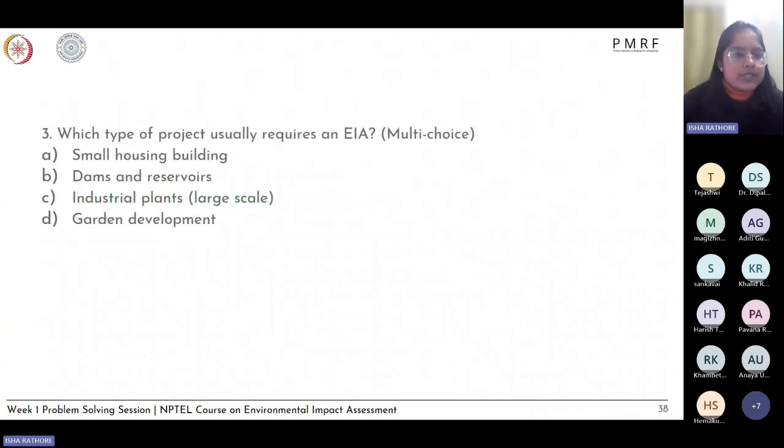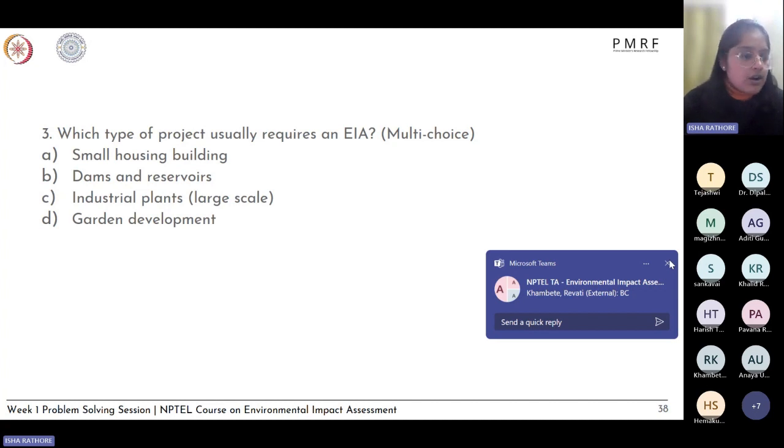Okay, so moving on to the next question. Which type of project usually requires an EIA, or Environmental Impact Assessment? This is again a multi-choice question. More than one option can be correct. A, small housing building, B, dams and reservoirs, C, industrial plants on a larger scale, or D, garden development. Okay, so we are getting some responses.